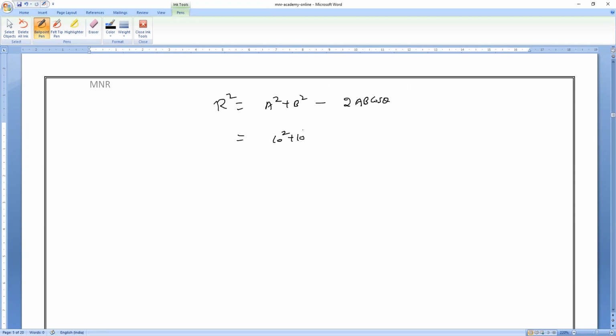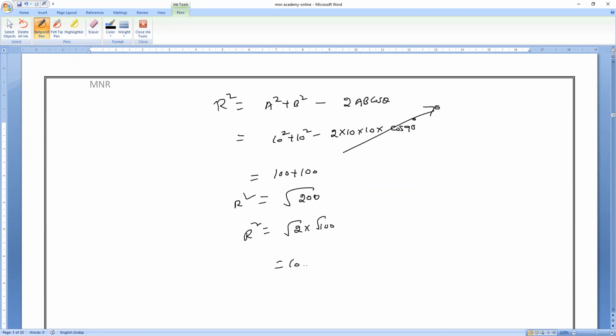So 10 square plus 10 square minus 2 into 10 into 10 into cos 90. How much is cos 90? The whole term becomes 0. So 100 plus 100, which equals 200. So r square is 200, so r is root 2 into 10 root 2... which equals 10 root 2. So r is 10 root 2 meter per second towards the northeast. Is it right or wrong? Yes, sir.